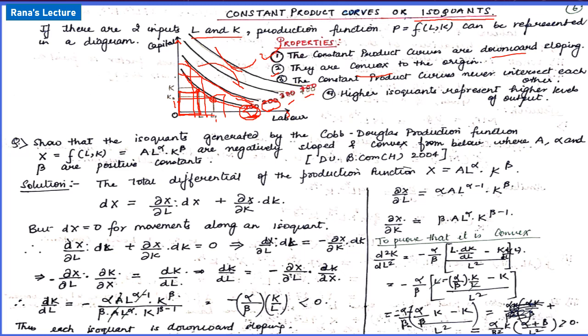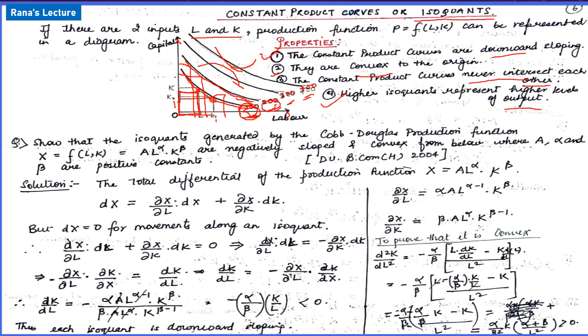The constant product curves never intersect each other. This is one of the properties of indifference curves, as you know, and this is an isoquant. They never intersect each other. And higher isoquants represent higher levels of output. So see, this is 100, this isoquant tells you 100 units. This is isoquant 200. This is 300 and this is 400.